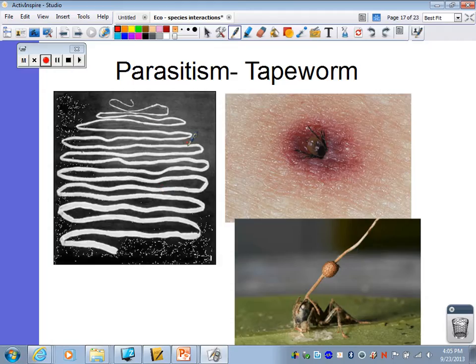So a lot of human type parasites, they don't kill you, or sometimes they don't want to kill you because you're their host and they want to keep you alive. But these types of parasites almost always kill the insect that they prey on.